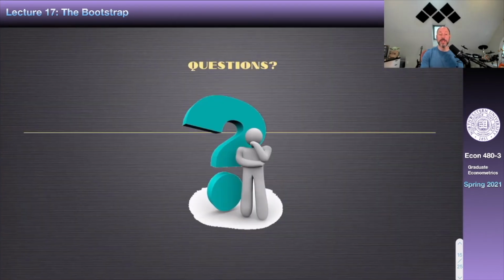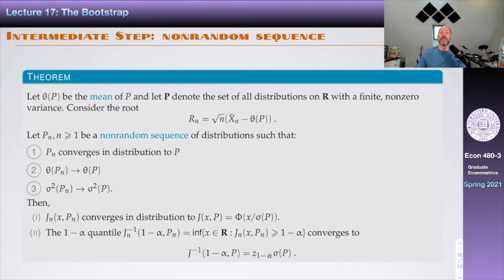All right, any questions about this before we proceed to some formal statements about the Bootstrap? So let's move to the formal statement about the validity of the Bootstrap for the sample mean. The theorem reads like this. As I said, I wrote here intermediate step, non-random sequence. I want to prove a theorem in a vacuum about some distribution that we don't know. It says the following. Let theta p be the mean of p, and let bold p denote the set of all distributions on the real line with finite non-zero variance.